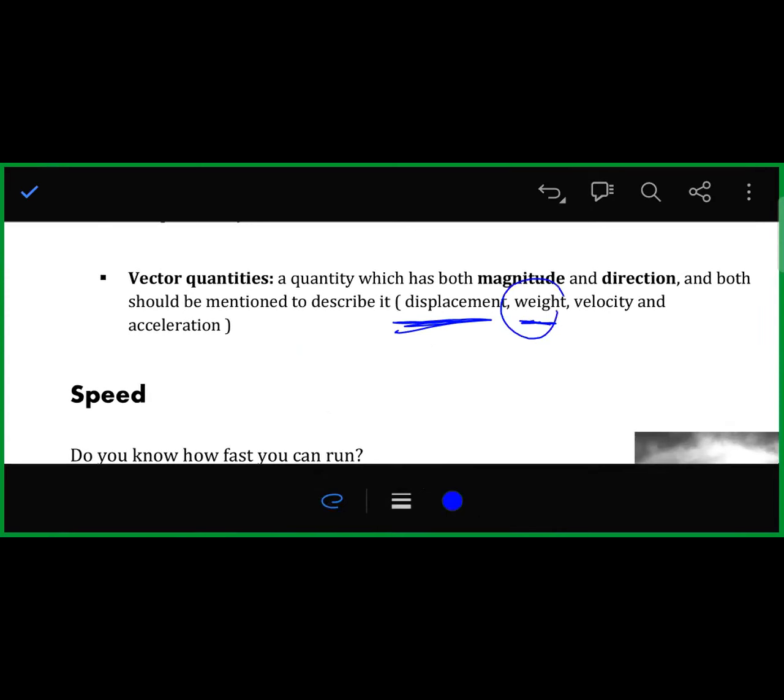Weight is a type of force. My weight and your weight and anyone's weight equals something in Newton toward the center of the Earth. 600 Newton is the magnitude, and the direction of this weight is toward the center of the Earth. So magnitude and direction, so weight is a vector quantity. Velocity is like speed, but for velocity we must tell the magnitude and direction.